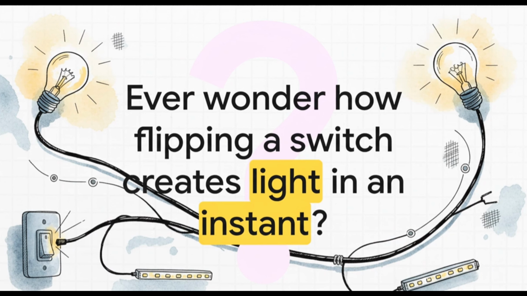You've done it 1,000 times, right? You walk into a room, you flip a switch, and boom, instant light. It feels like magic. But what is actually going on inside that wire to make that happen so fast?